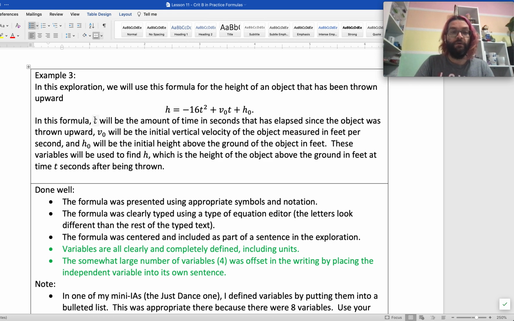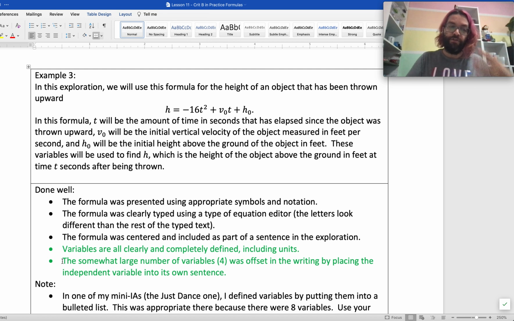So you can see I said t will be, not just time, t will be the amount of time in seconds that has elapsed since the object was thrown upwards. So now it's very clear what t means. V sub 0 will be the initial velocity of the object measured in feet per second. Again, clearly defined. H sub 0 will be the initial height of the object above the ground in feet. These variables will you use to find h, which is the height of the object above the ground in feet at t seconds after being thrown. I'm trying to define all these really precisely.